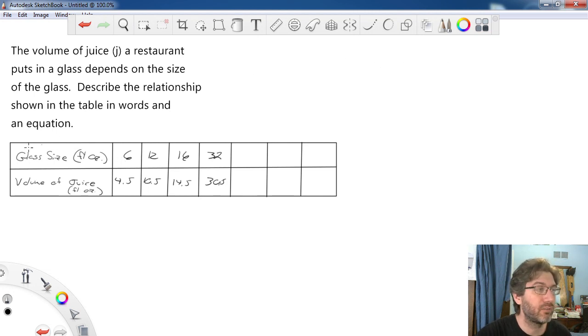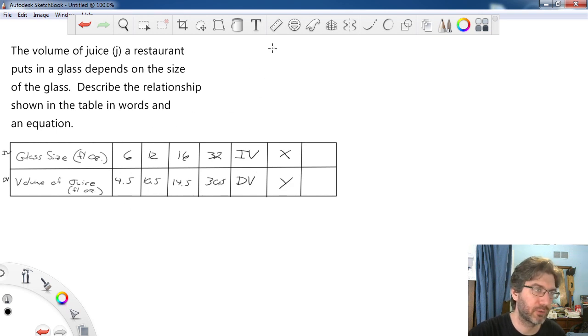But here you have the glass size is going to be your independent variable, and your glass volume is your dependent variable. I'm going to put in this column here. This is your independent variable. This is your dependent variable. Again, this is your x and this is your y if you want to get used to doing it. That way you can imagine putting this on a graph. This would be your x coordinate, this would be your y coordinate, and your ordered pair would be 6, 4.5.